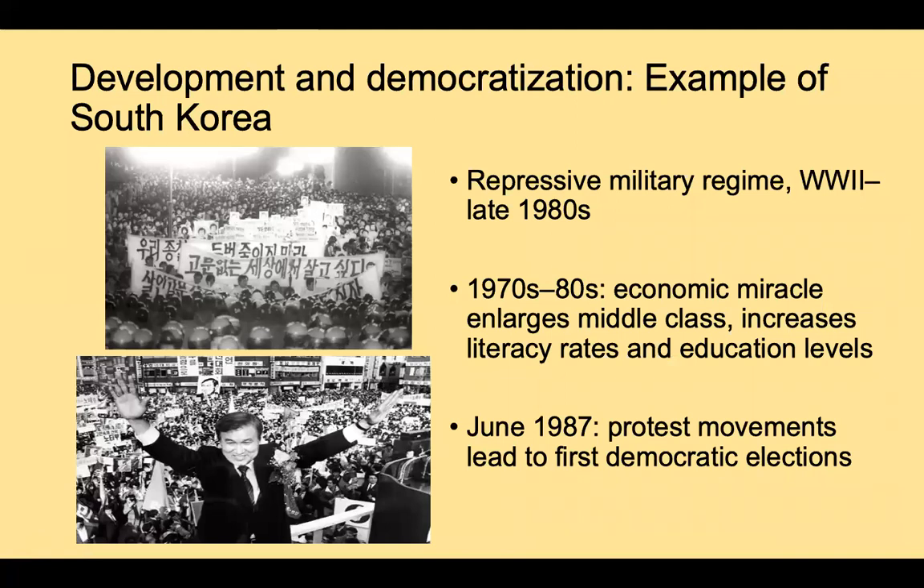So in South Korea, the country had a very repressive military regime between World War II and the late 1980s. And this was a military regime that, while it was repressive, was also very aggressive in trying to industrialize the country and set off processes of development. And they did so through state-led development projects. In the 1970s and the 1980s, these projects began to enlarge the middle class. They increased literacy levels and education levels, and they created the foundations, according to modernization theory, for a democratic transition or democratization. And that took place in June 1987.